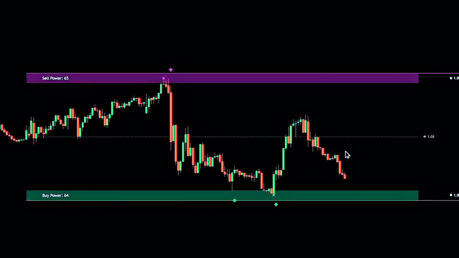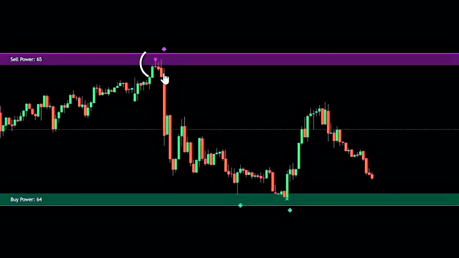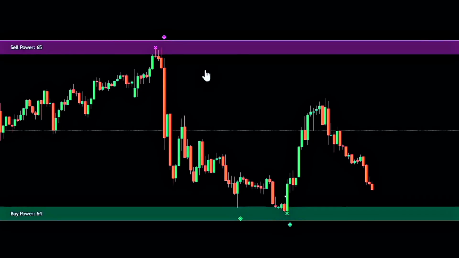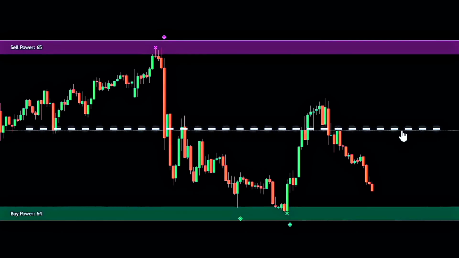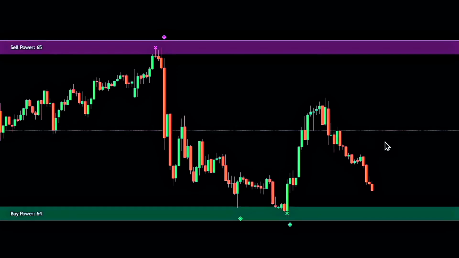You'll also notice little X marks that highlight the highest and lowest prices within the channel. Their values are often displayed at the end of the channel for easy reference. On top of that, there's a midline, usually a dotted gray line, running through the middle of the channel. That line represents the average of the high and low. It's sort of like a fair value line. Price often comes back to retest it, making it a useful reference point.